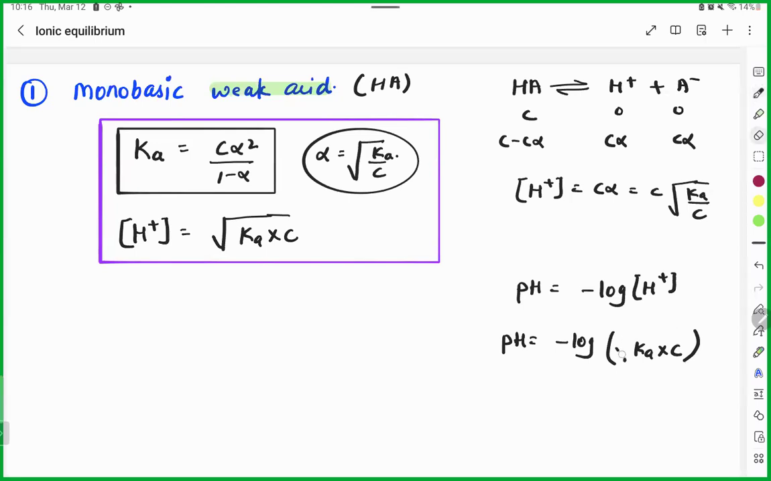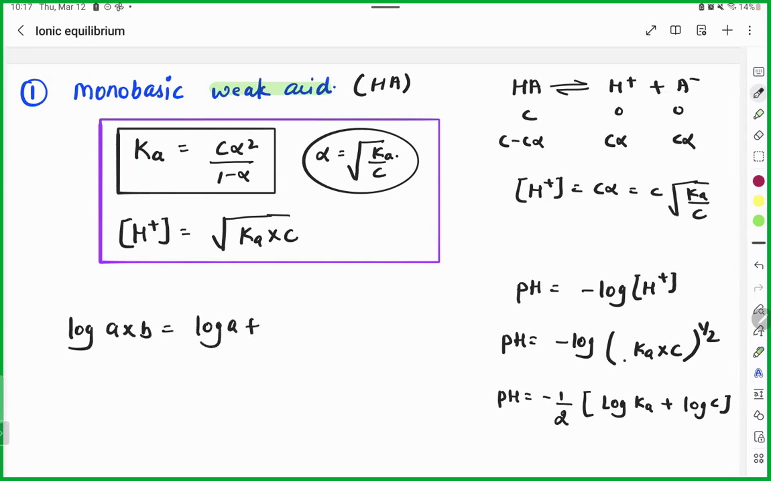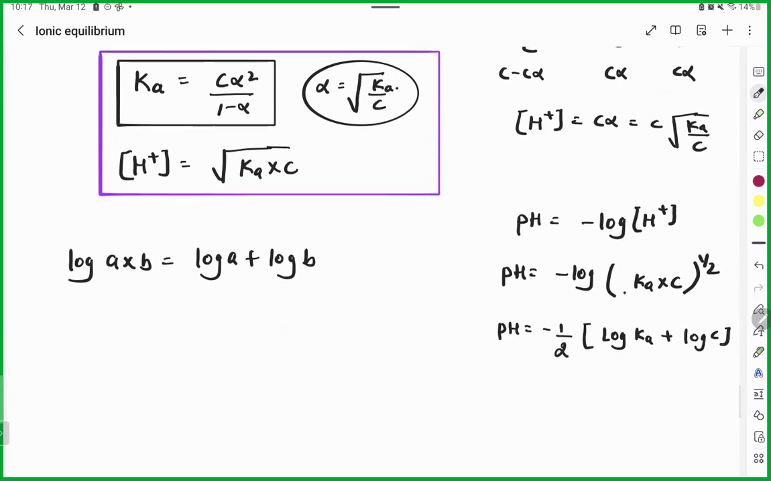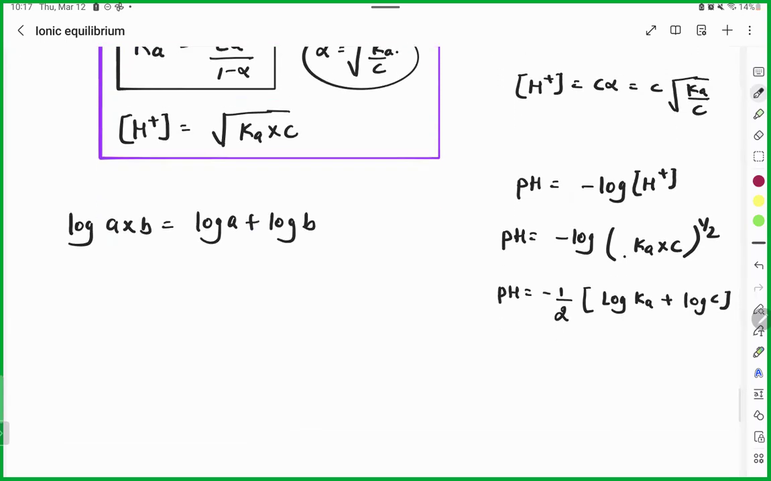You can remove this under root, and instead you can write 1 by 2. Under root is equal to power 1 by 2. The power will come into the multiplication: minus 1 by 2 into log Ka plus log C. Why is it like that? Because log A into B is equal to log A plus log B. We are applying the same thing.